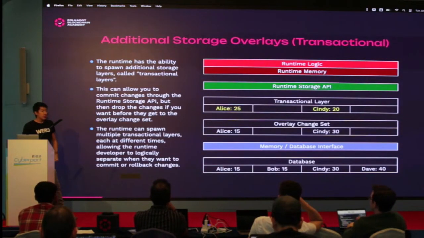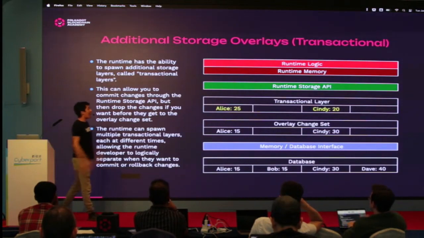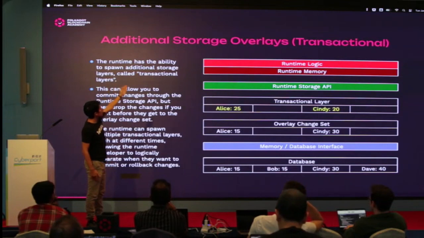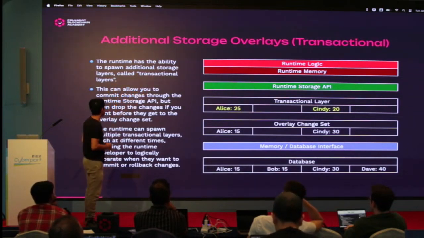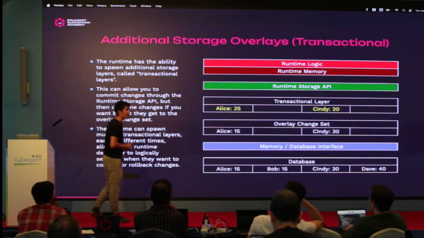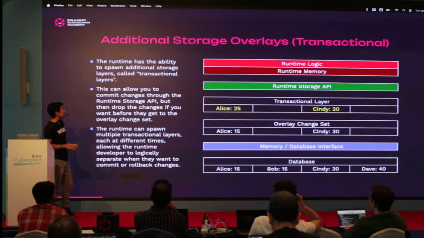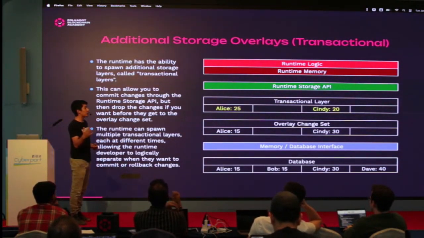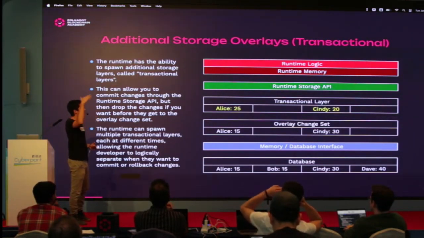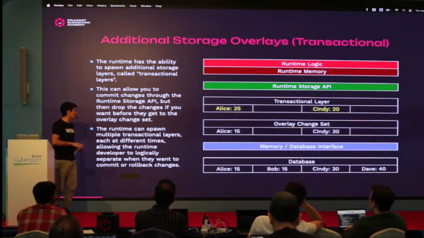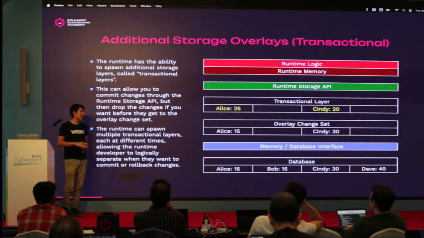Okay. So let's extend the idea. Why don't we add additional layers? We can do that, right? There are additional things called additional storage overlays or transactional storage layers. So we have the ability to spawn additional storage layers called transactional layers, right? This allows you to do the exact same thing as the overlay change set, but you have control over the layers, and you can control when you want to commit things down the stack, right? You can spawn multiple transactional layers at different times, and you can control the functionality.